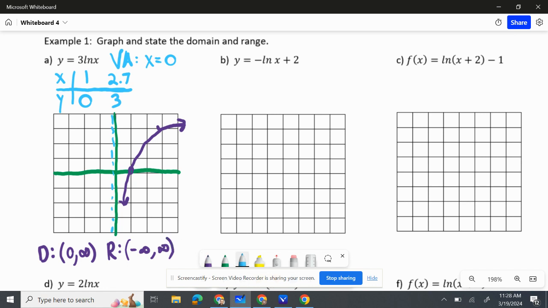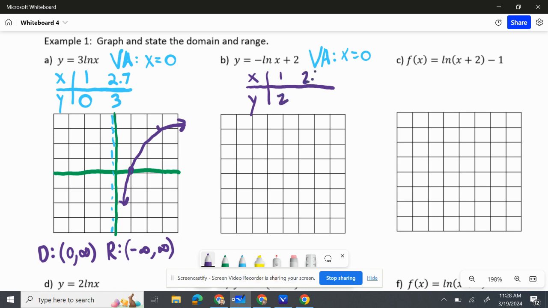So for the second one, once again, vertical asymptote is going to be 0. Notice there's no parentheses, so it makes it really easy. X is equal to 0. And for our table of values, once again, same thing, really easy. We're always going to use 1 because the natural log of 1 is always 0. But in this case, we're adding a 2. So 0 plus 2 is 2.